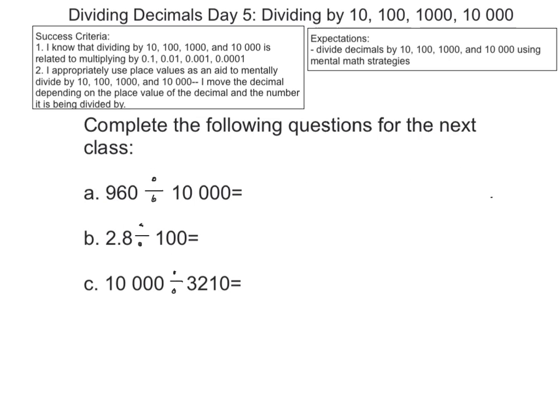Now I would like you guys to please complete the following questions for the next class. I'll be checking to make sure that you completed these questions. They won't take you too long, probably just about 5 minutes at most. So A, what is 960 divided by 10,000? B, 2.8 divided by 100? And C, 10,000 divided by 3,210. So make sure you get these questions done.